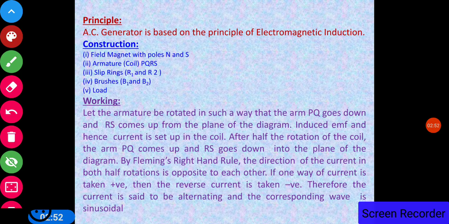So when the coil is rotated in between the strong magnets, the magnetic field linked with the coil changes, and as a result, current is induced and EMF is obtained as an output. After every half rotation, according to Fleming's right-hand rule, the direction of the current changes, and as a result, we obtain the alternating current.